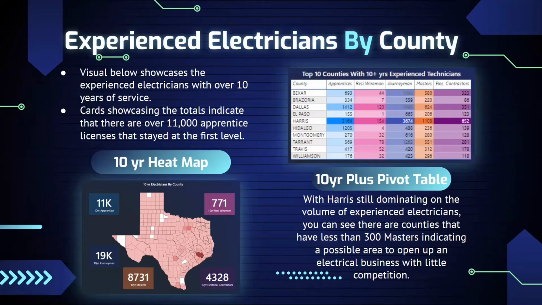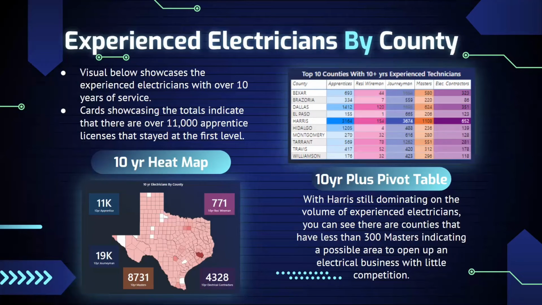The visual below is pretty similar to the blue one before, but there are some counties that just don't have any 10-year experienced electricians. I also added some of the KPI cards there. There are 11,000 10-year apprentices. That just baffles me. So apprentices, after 2 years, you can test for residential wireman. After 4 years, you can test for journeyman. And 11,000 of them are just sticking with their apprentice licenses.